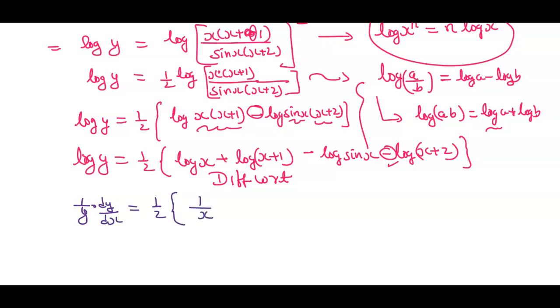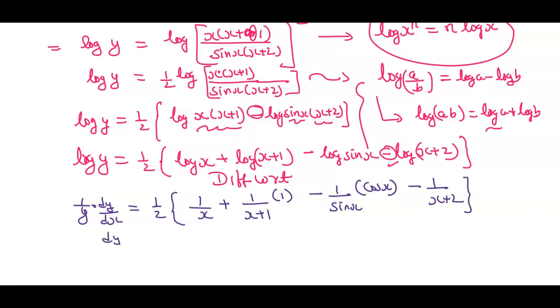Derivative of log x is 1 by x, derivative of x is 1, so it is 1 upon x plus 1. Derivative of x plus 1 is going to be 1 plus 0, which is 1. Derivative of log sin x is 1 upon sin x, and derivative of sin x is cos x, minus 1 upon x plus 2. Further, dy by dx, I am going to take this y on the other side, it is y by 2.